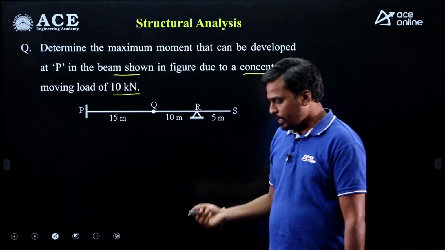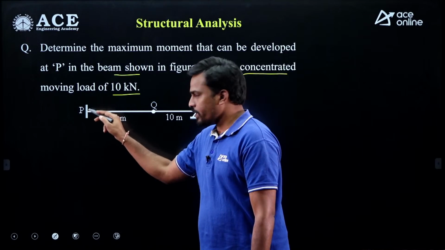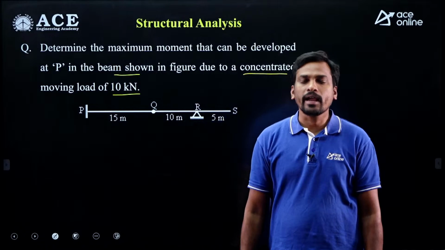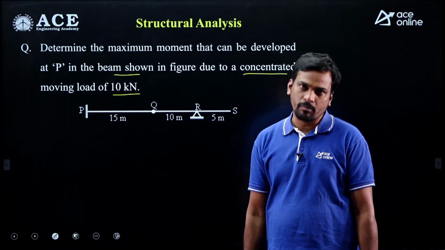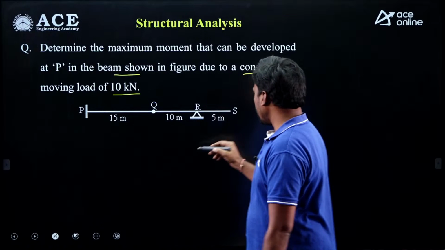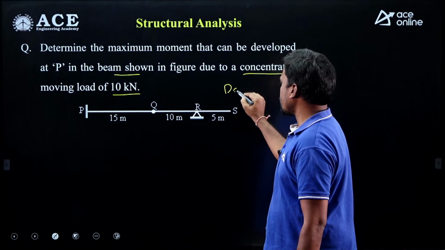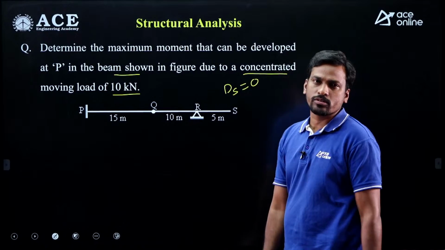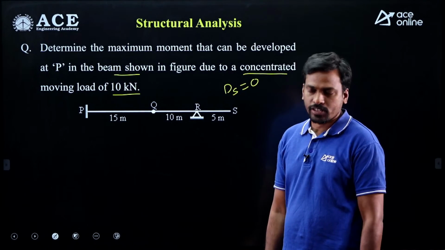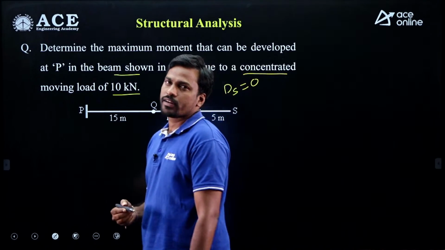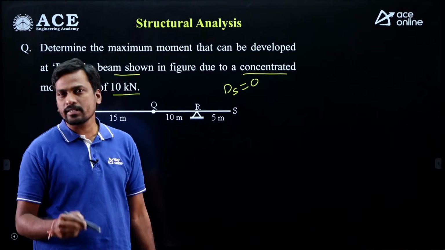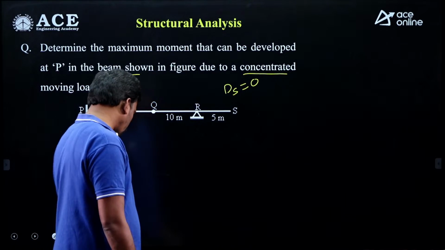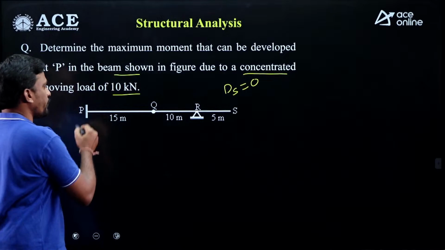Okay. So to find the maximum bending moment at the fixed support, first we have to draw ILD for bending moment at the fixed support. The given diagram is a determinate structure. If you find the DS, you will get equals to 0. It is a statically determinate structure. Then the variation of ILD for a statically determinate structure, always it is linear. Okay. So first we will draw ILD for bending moment at the fixed support.